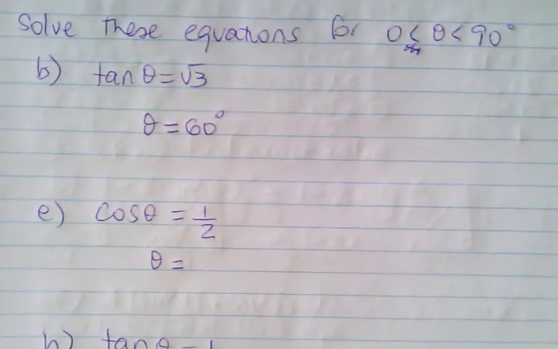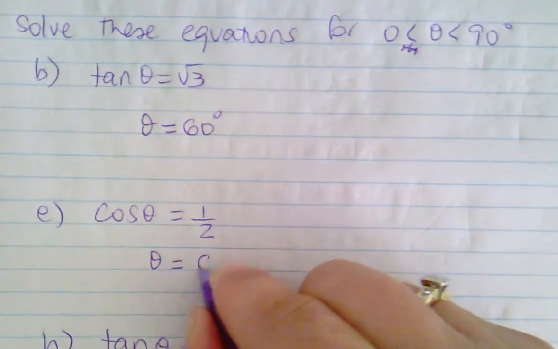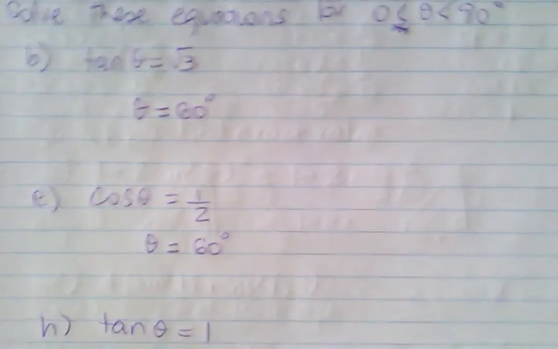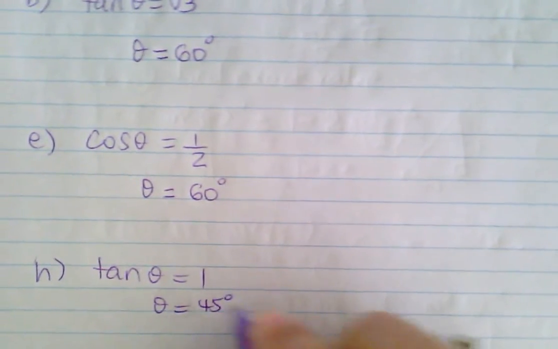The next one. Cos of what is a half? Is it 30, 60 or 45? Good. Oh, I didn't want them all to be 60. Notice I don't need much room. And tan of what is 1? That's it. That's how you solve those.